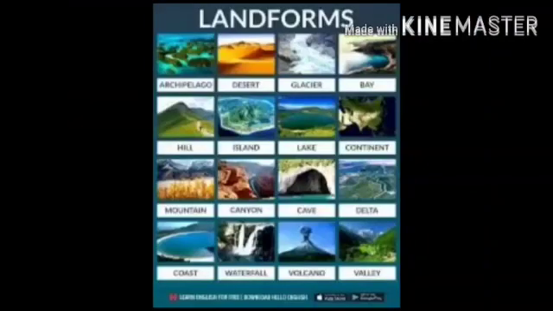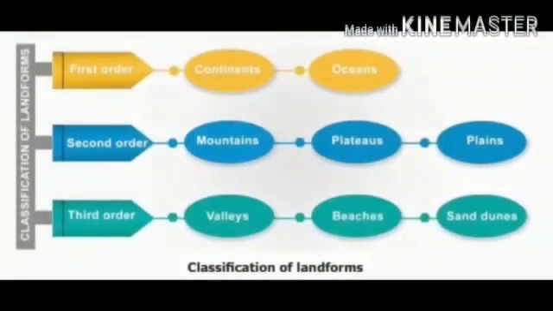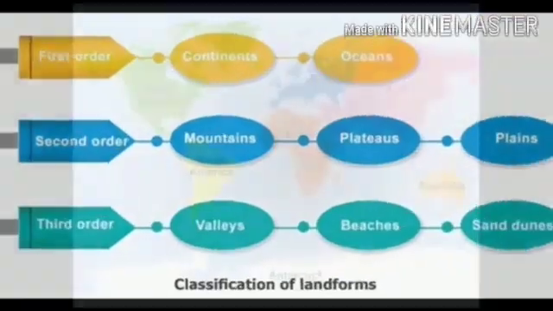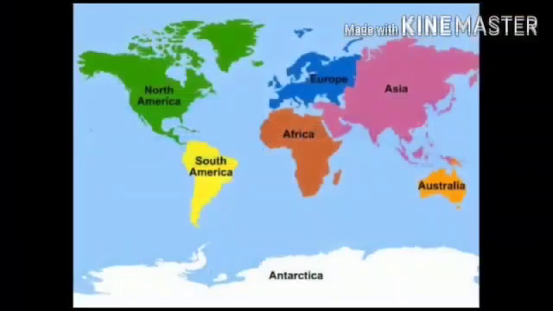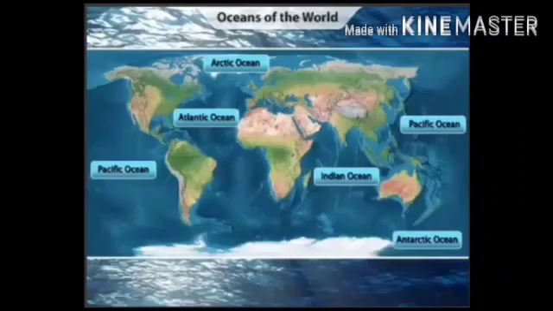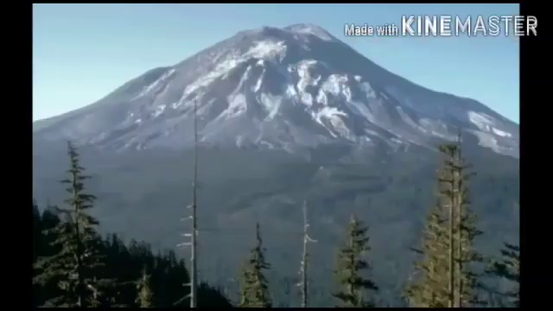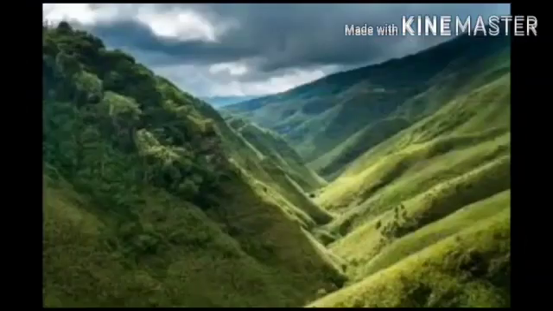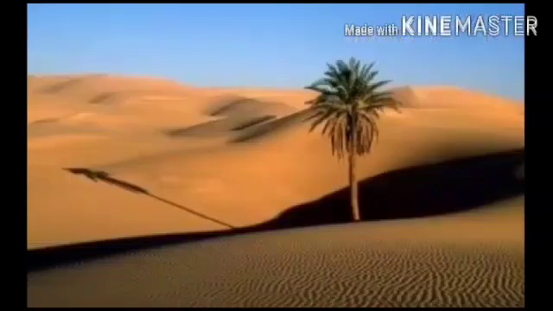The landforms can be classified into three categories. They are first order, second order and third order landforms. Let us study about each type in detail. Okay, first order landforms contain the continents and oceans. Second order landforms contain mountains, plateaus and plains. The third order contains valleys, beaches and sand dunes.